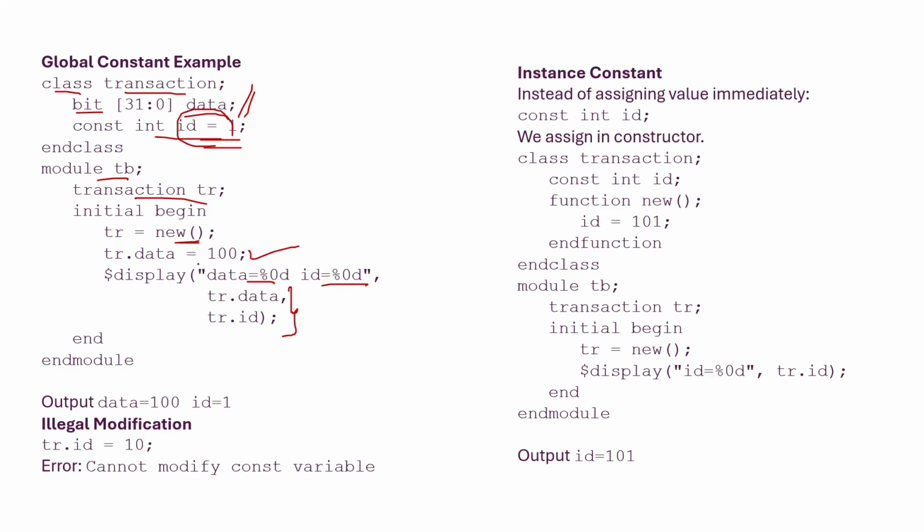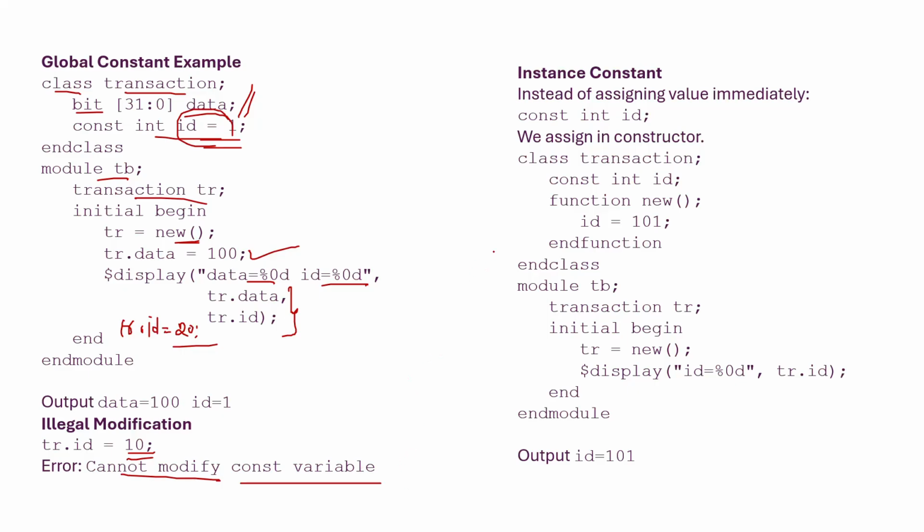Now you want to assign the value for this transaction.ID, say you want to change the value to 20. This is not modified: cannot modify constant variable. If you want to modify it, you will get a compilation error.